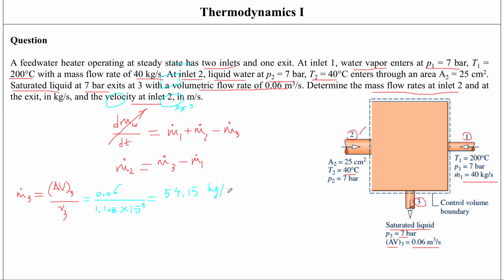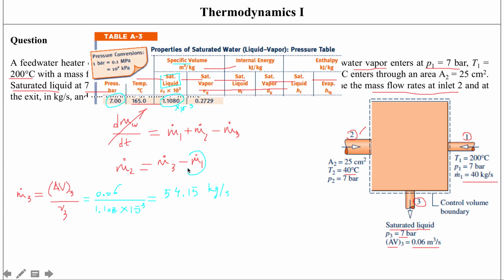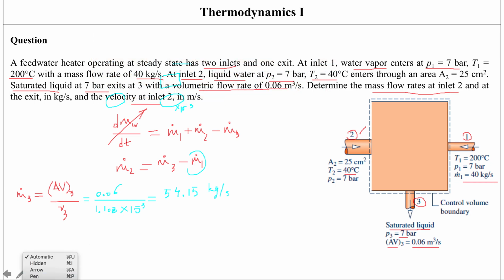So now that I've found the mass flow rate at 3, and I already know mass flow rate at state 1, I can basically go ahead and, hold on, let me just get this. I can work it out, right? So m dot 2 is going to be equal to 54.15 minus 40, and that's going to be equal to 14.15 kilogram per second.